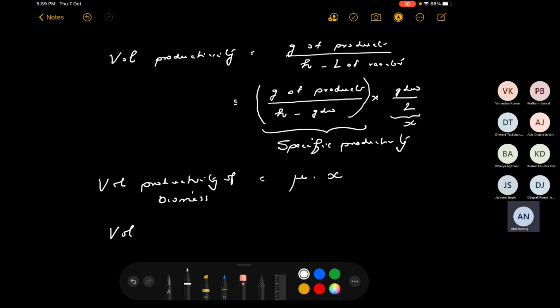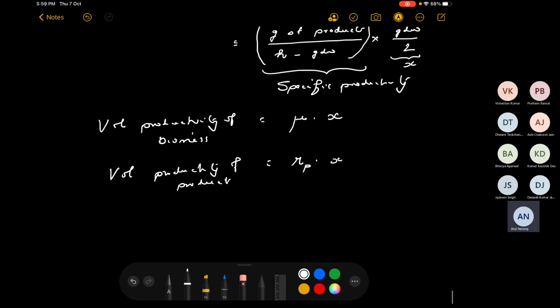If I ask you for the volumetric productivity of a product, say ethanol, it is nothing but the specific productivity, which is RP. It has units of grams of product per hour per gram dry weight, multiplied by X. And now what that means in a particular reactor depends upon the configuration of that reactor.